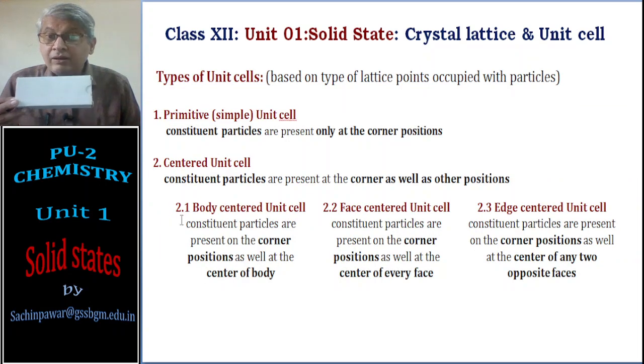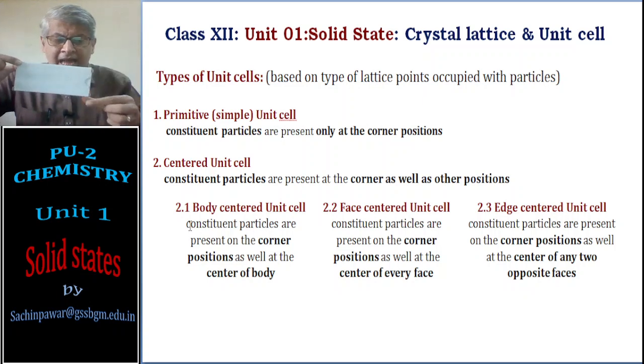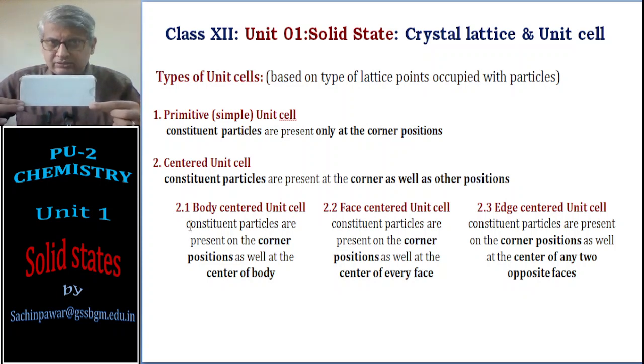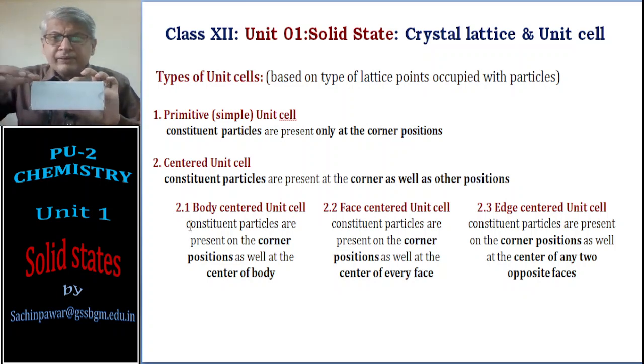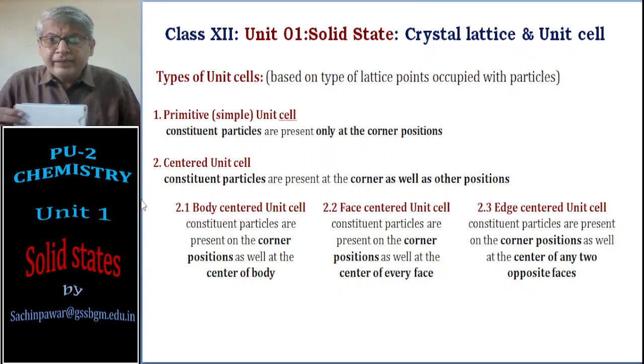What is the meaning of primitive unit cell? Primitive unit cell means, now orthorhombic, if you just take, then any unit cell has got corners. Now this has got 4 corners on the top and 4 corners at the bottom. That is total 8 corners. So any unit cell will have 8 corners. So if the particles are present only on the corners, then that is called as the primitive unit cell or the simple unit cell.